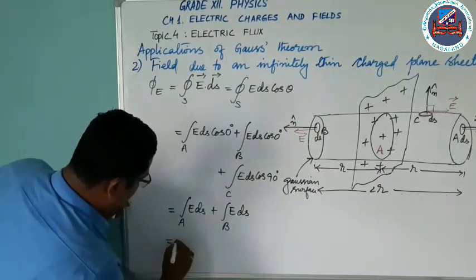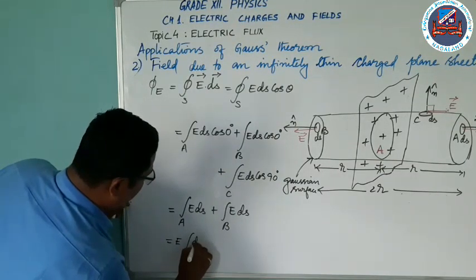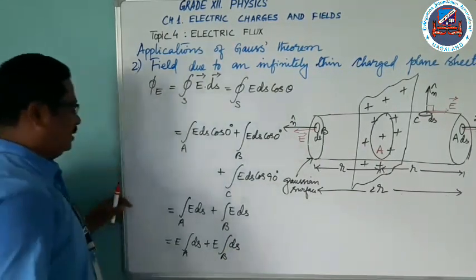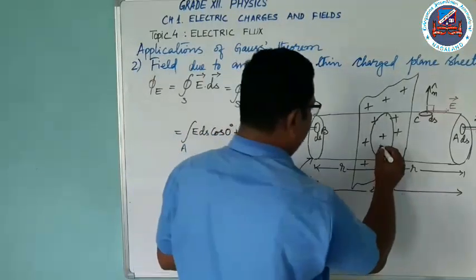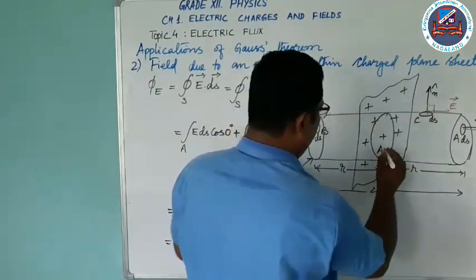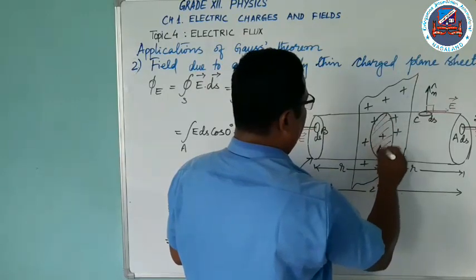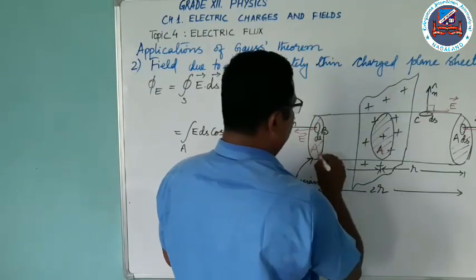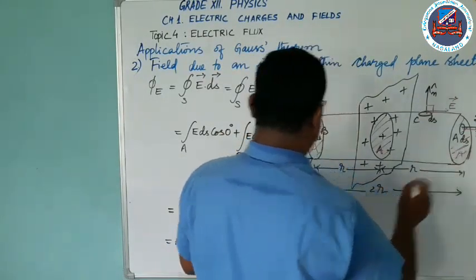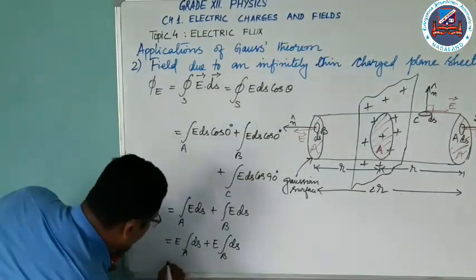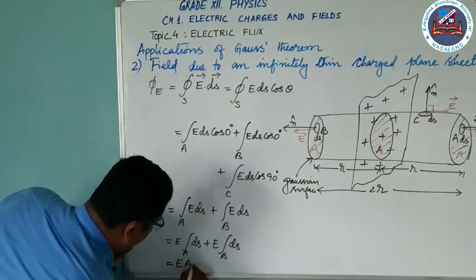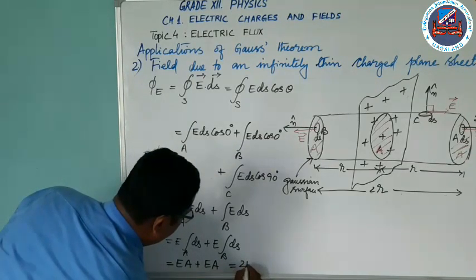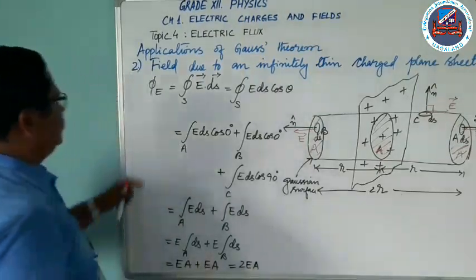Now in both the cases, if you take E out, the surface area here we have chosen to be A. Here we have chosen it to be A. So here also it will remain as A. Here also it will remain as A. So the net surface area will be A, plus here also E into this will give us A. So ultimately you will get 2EA. So this is the net flux around the Gaussian surface.